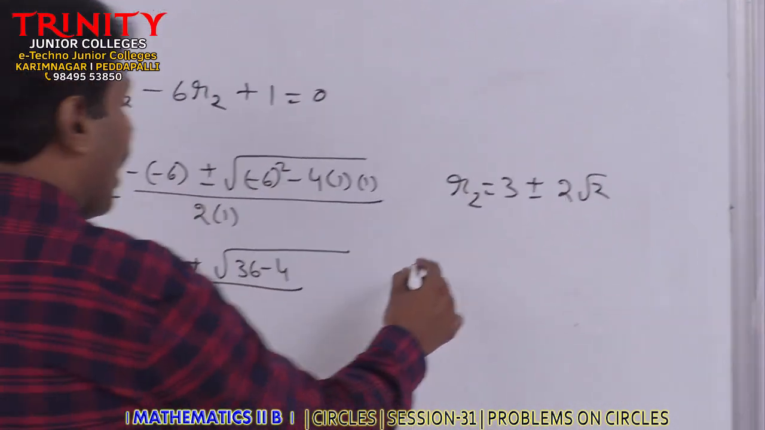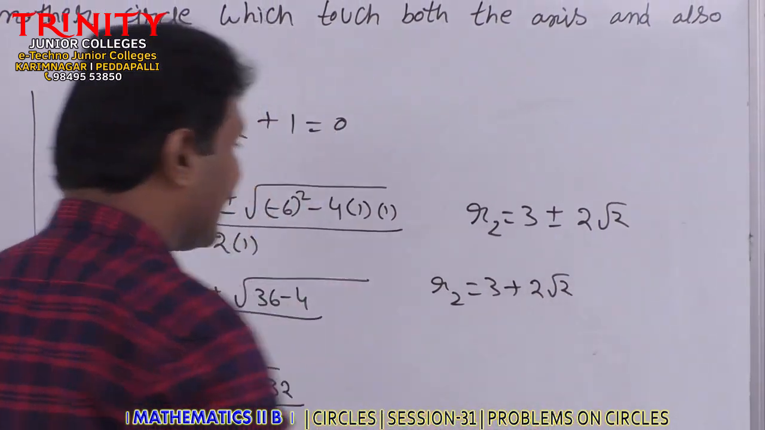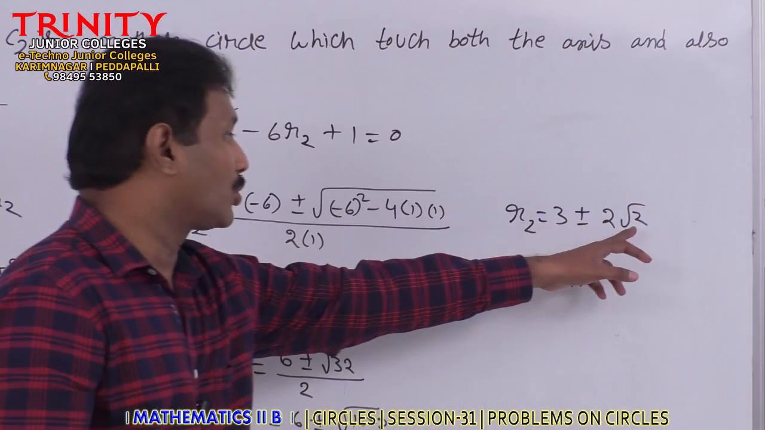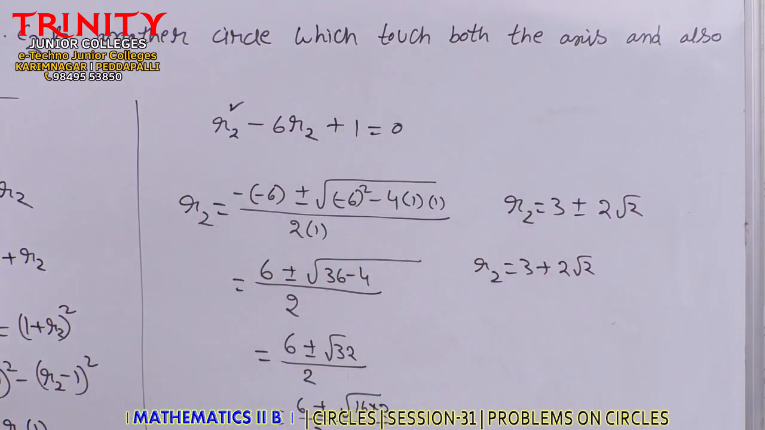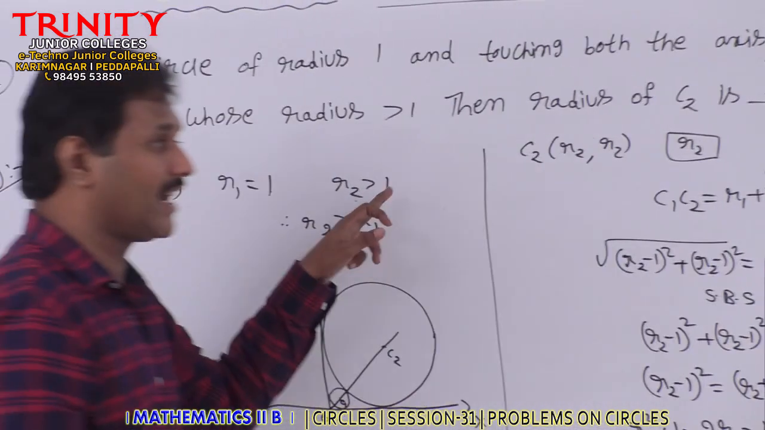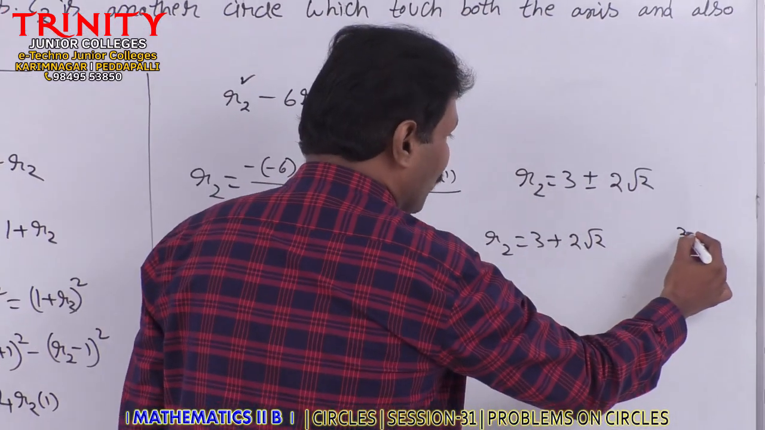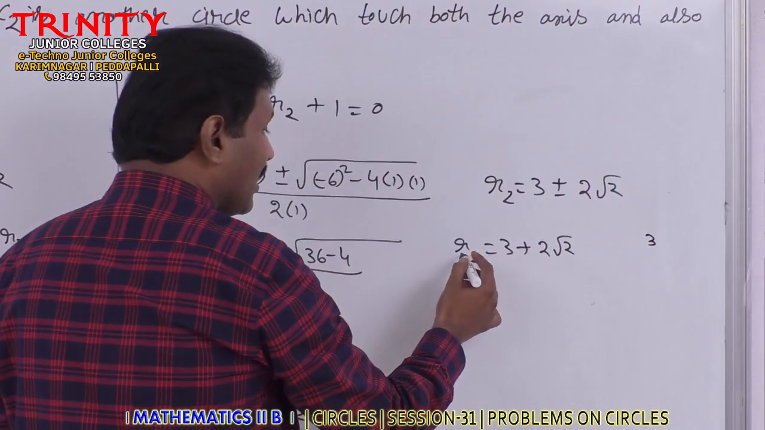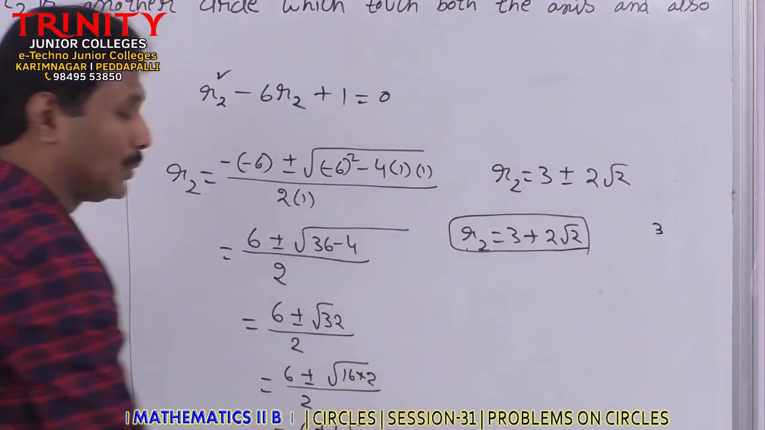Here we know that R2 is 3 plus 2 root 2 only, because 2 root 2 means root 8, and 3 minus root 8 is close to root 9 minus root 8, so that value is less than 1. We know that R2 is always greater than 1, so there is only one possibility. 3 minus 2 root 2 is less than 1. That's why the radius of the required circle is R2 equals 3 plus 2 root 2.